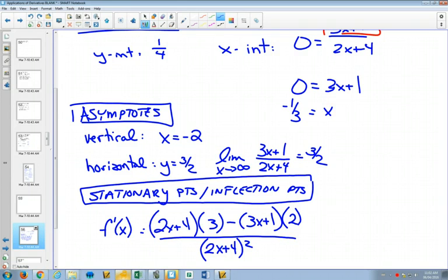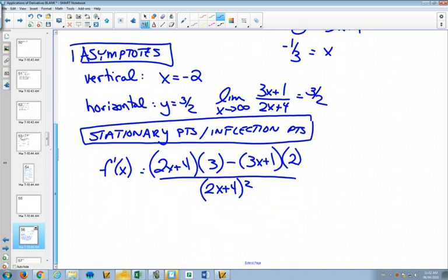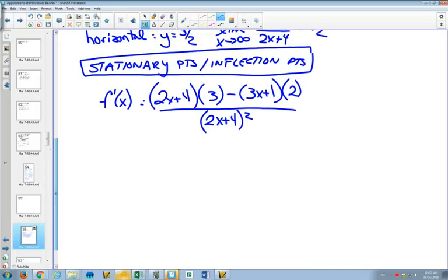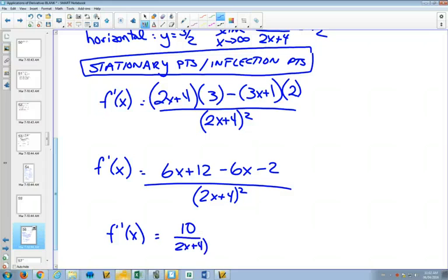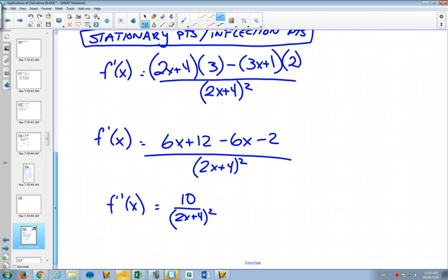Now because I'm going to do a second derivative after this, it's going to make sense to simplify this a little bit. On the top, if we multiply things out, it works out really nicely. The 6x's go away, and we're just left with 10 over 2x plus 4 squared. Now to find out if we have any stationary points, we need to make our first derivative equal to 0.